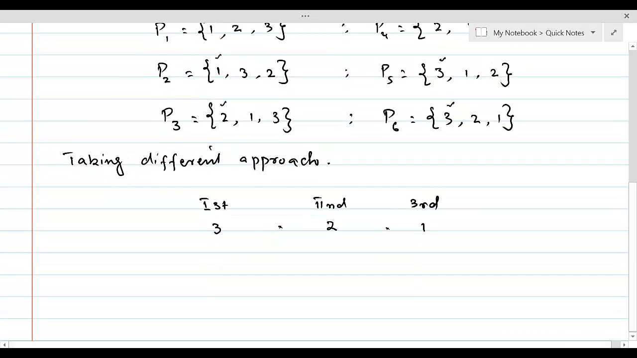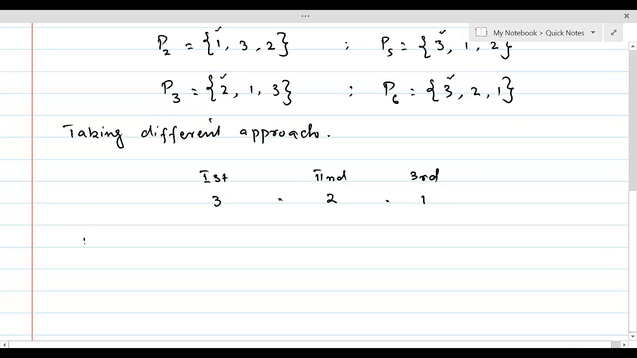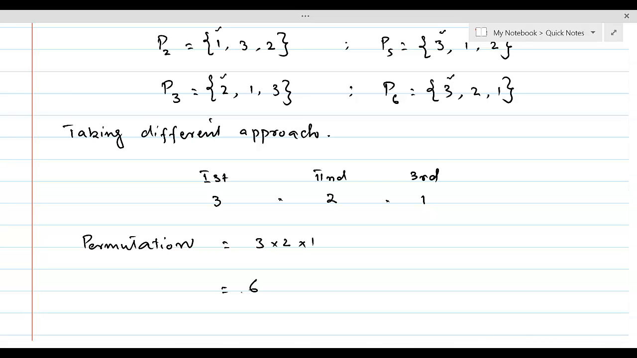So the total permutations will be equal to 3 times 2 times 1, which is equal to 6. So this is exactly in accordance with the first principle of counting.